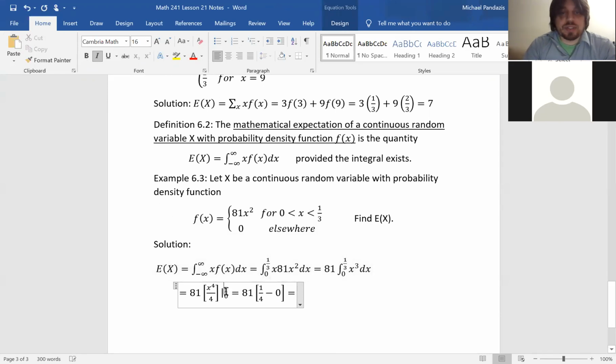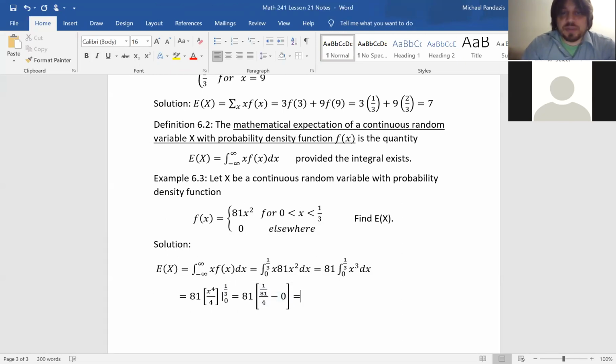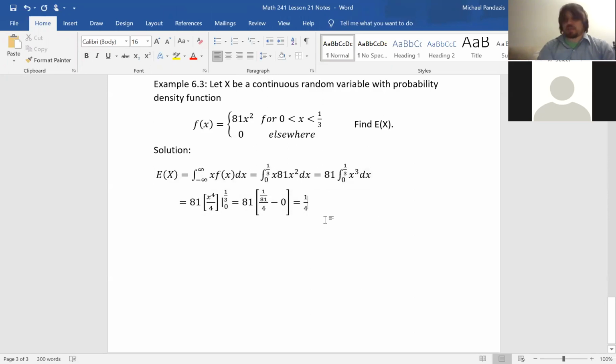Now what? This is 1/3. Okay, so when you plug in 1/3 here, you get 1/3 to the 4th. And so you get the fraction 1 over 81 divided by 4, and then minus 0. So now you multiply 81 times 1 over 81 over 4, and you get 1/4. There we go. Right. Okay, and so that's it. Any questions?